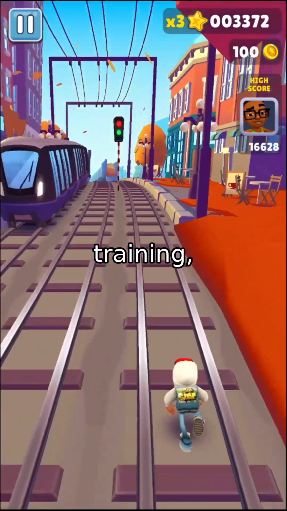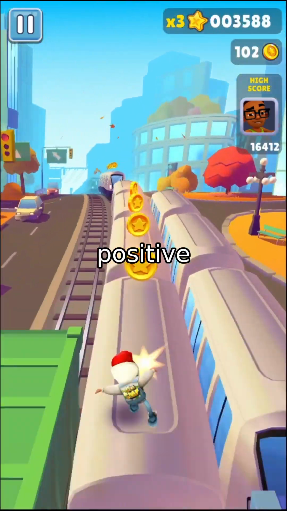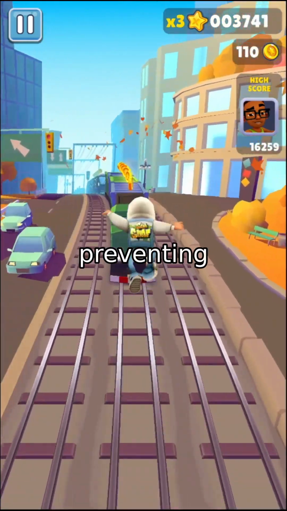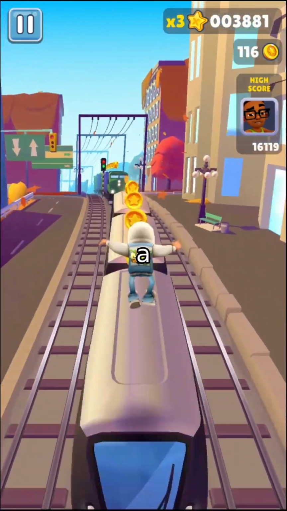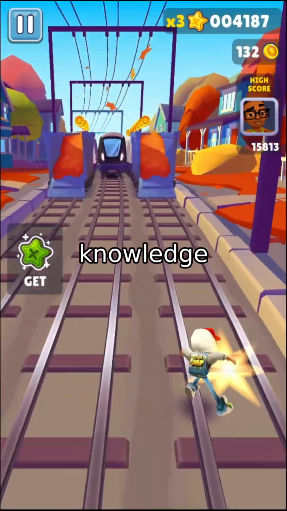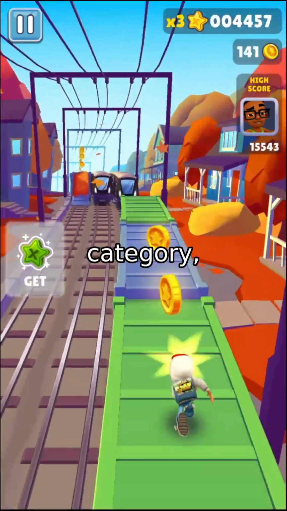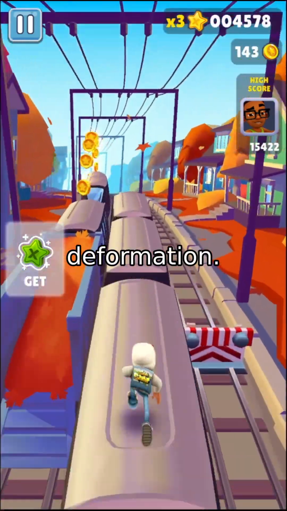To further stabilize training, they used contrastive sampling. This ensures every query group has both positive and negative examples, preventing the gradient from vanishing when all responses in a group are equally correct or incorrect. Finally, they injected domain-specific knowledge into the prompts, telling the model exactly what types of defects are common for a specific product category, like broken or deformation.